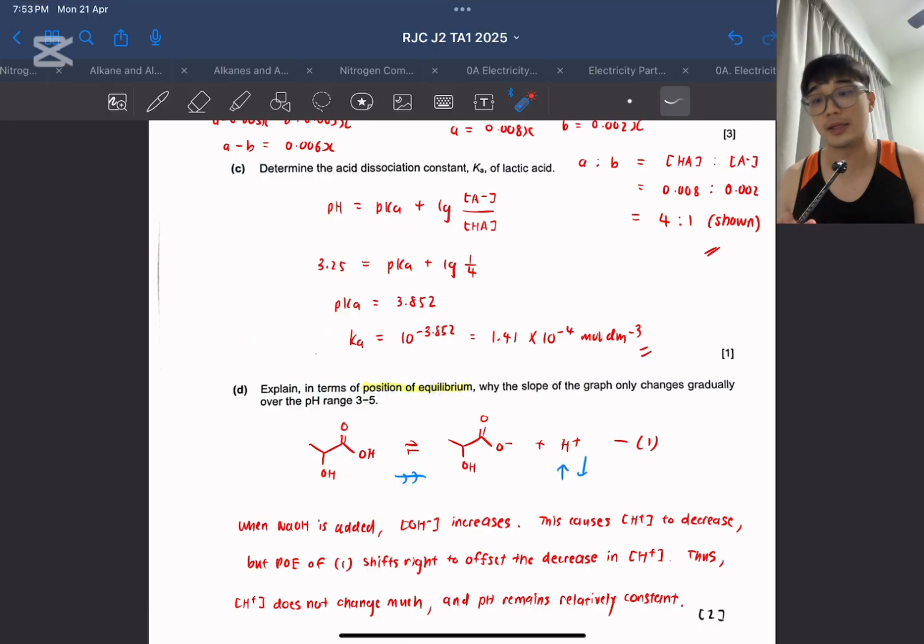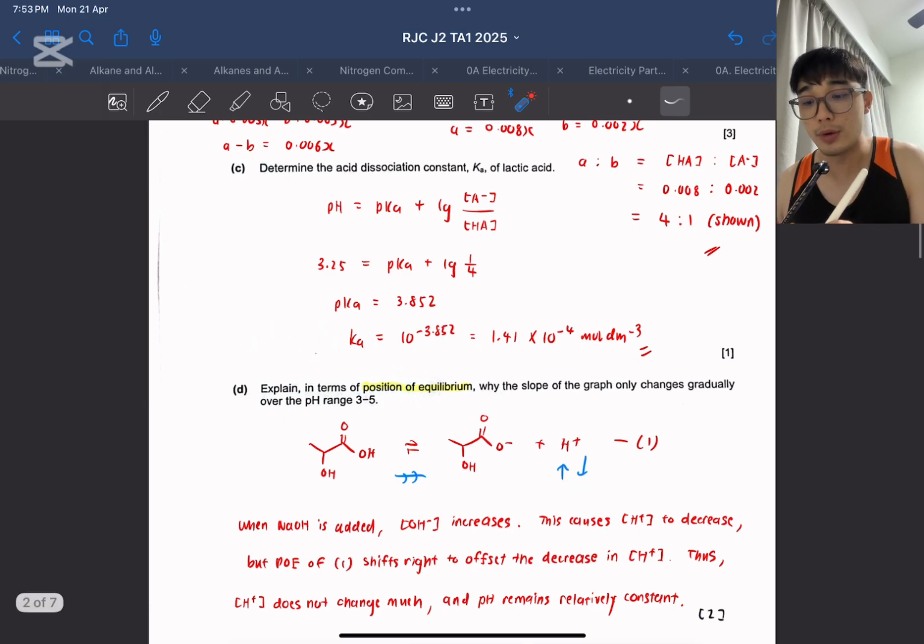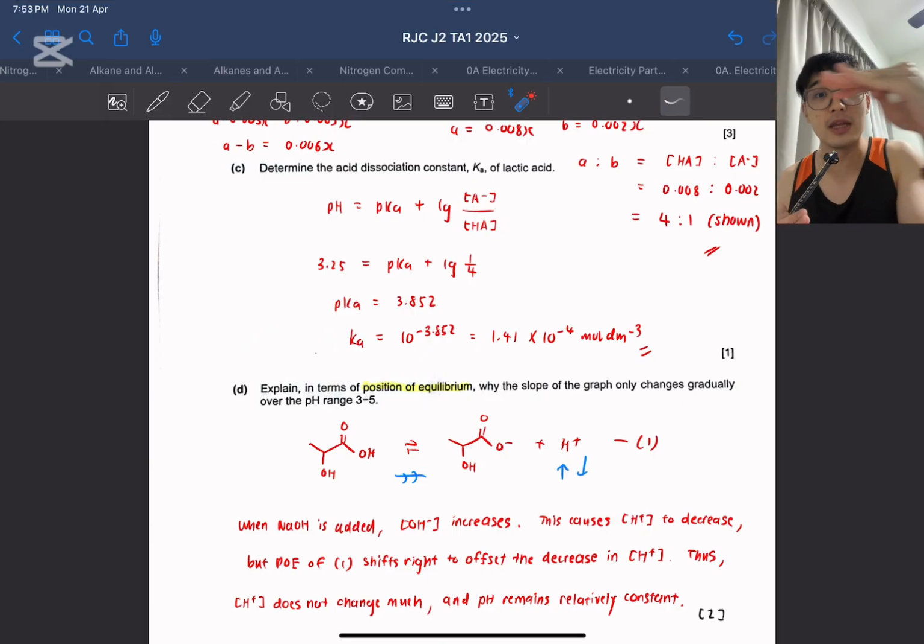Not completely balanced out, of course, because remember, position of equilibrium shifting only offsets it partially. So you will not offset it totally. If it offsets the change in H plus totally, that means the pH will never change. It will stay completely still. It will be completely constant. But we know buffers don't work like that.